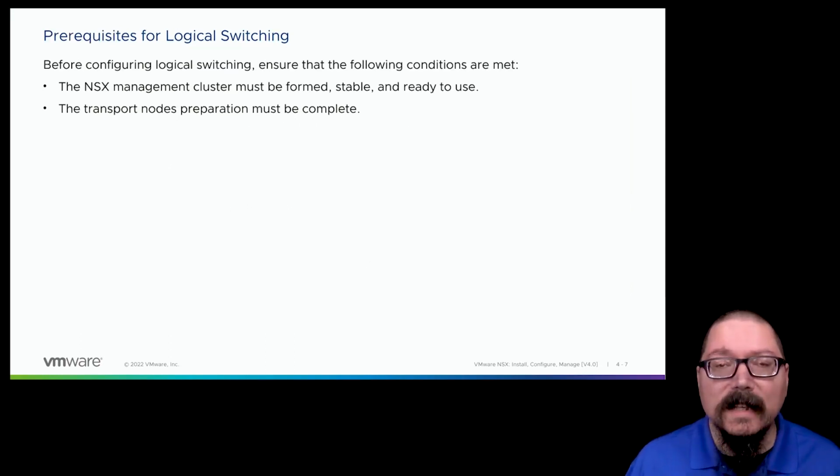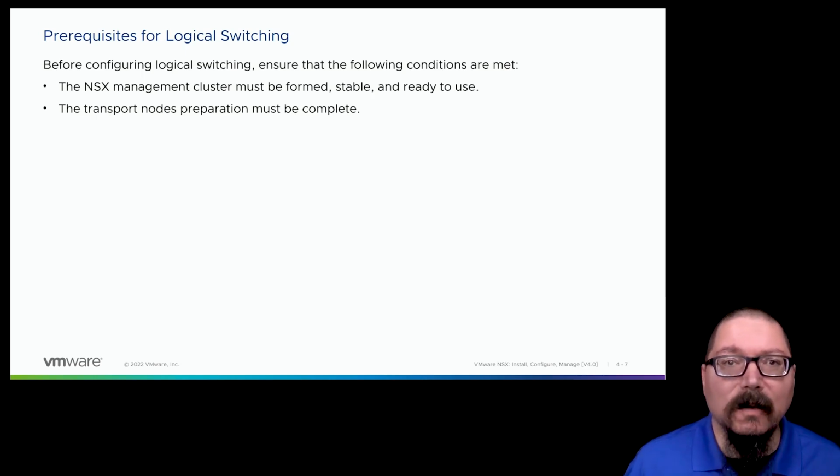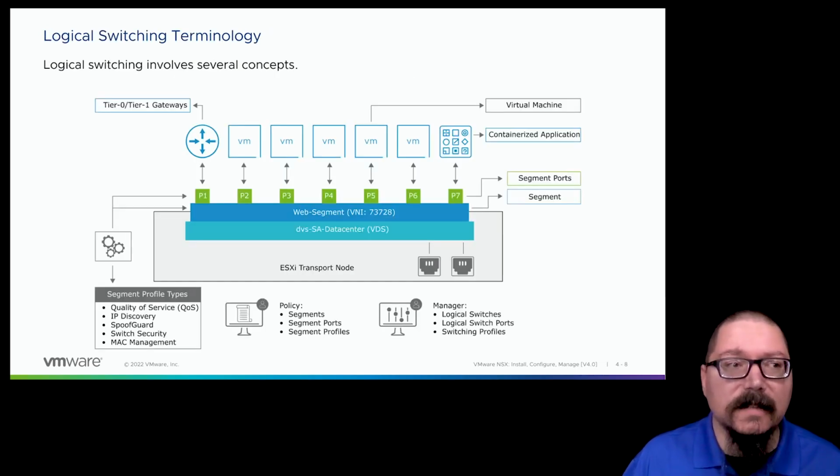Now, what do we need for logical switching to work? Well, we basically need to do everything that we've talked about up to this point. If you're watching all of these videos in order, we need our NSX managers deployed, and we need our ESXi hosts prepared as transport nodes. That's really what it boils down to: we need these basic building blocks in place so that we can start building out logical switches and consuming NSX.